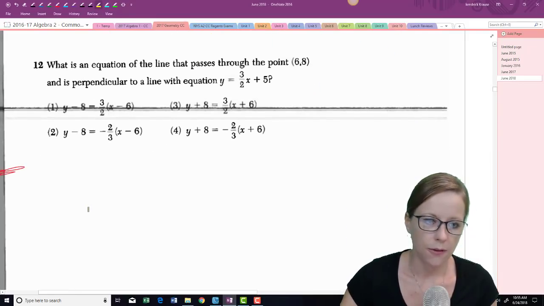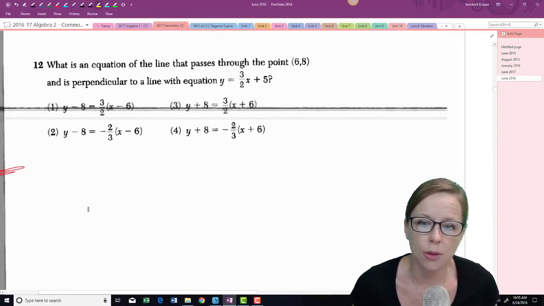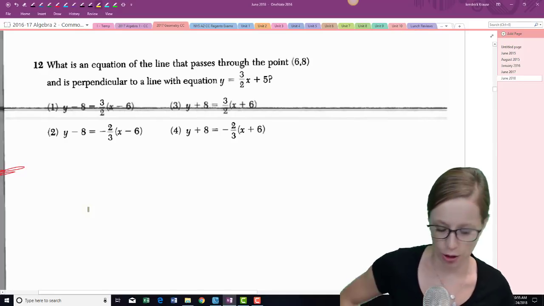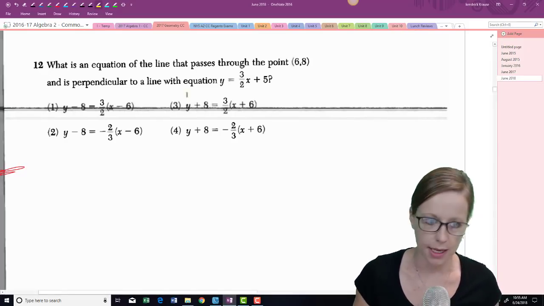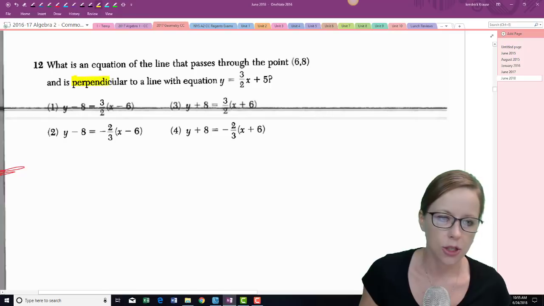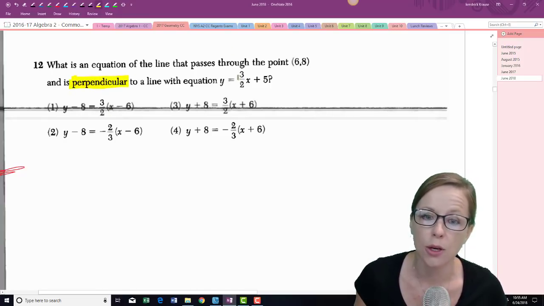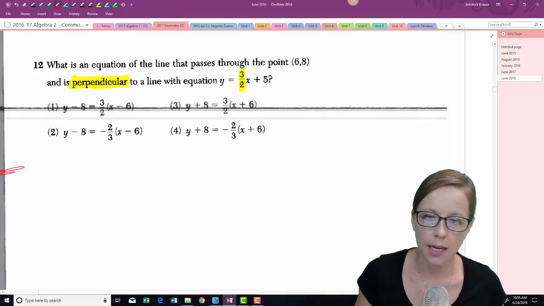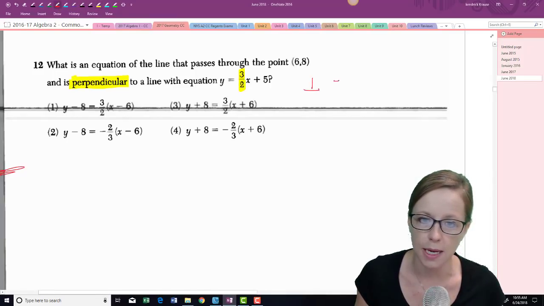Scroll down to 12. Okay, so an equation of a line that passes through the point 6,8 is perpendicular to a line with the equation y equals this. Ladies and gentlemen, if you don't know that perpendicular lines have negative reciprocal slopes, we're in big trouble. So look at that slope. Write down the negative reciprocal slope would be negative 2/3.